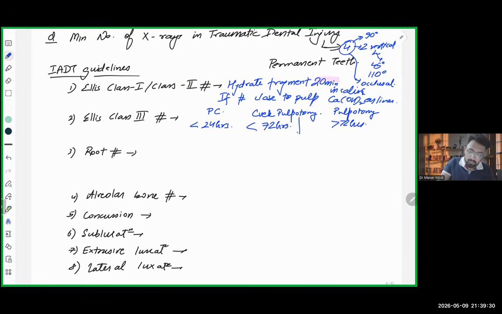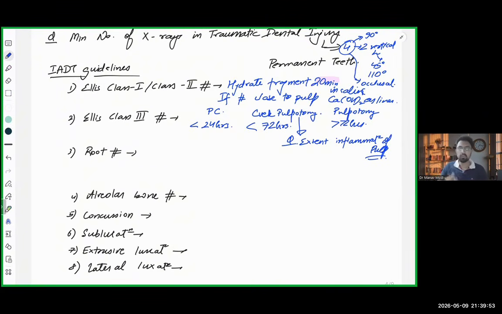Then for Cvek pulpotomy, a very important question comes: the most important prognostic factor while doing Cvek pulpotomy is what? It is the extent of inflammation of the pulp. It is the most important prognostic factor when doing Cvek pulpotomy.